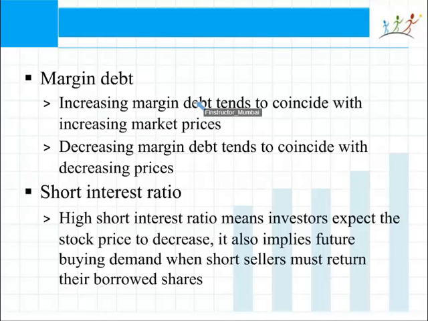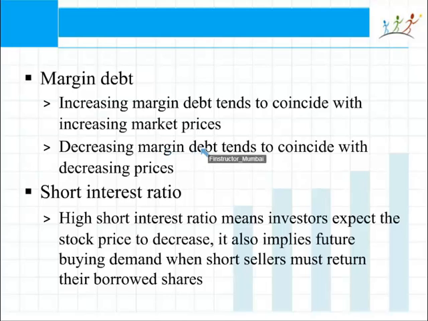You can expect that in the future the market will fall as people need to sell the stocks to repay these loans. So if the margin debt becomes very high, it indicates that the market is probably overbought, because people have taken a lot of loans and bought stocks.